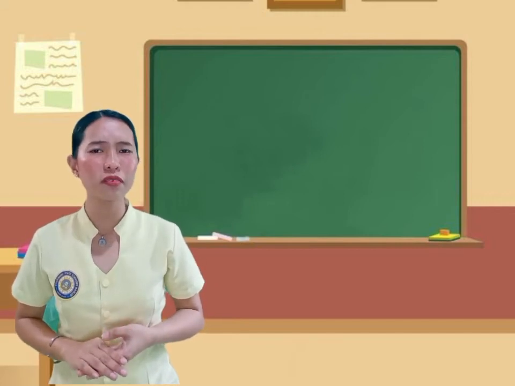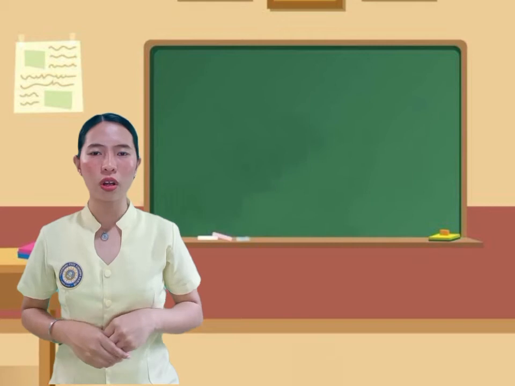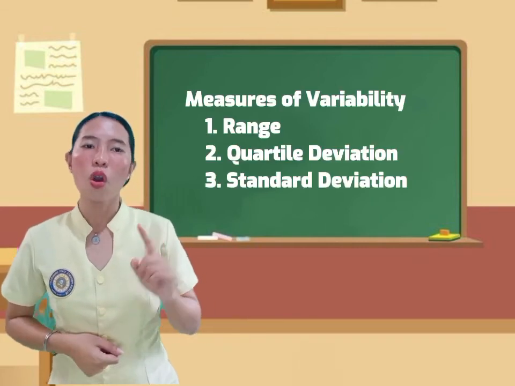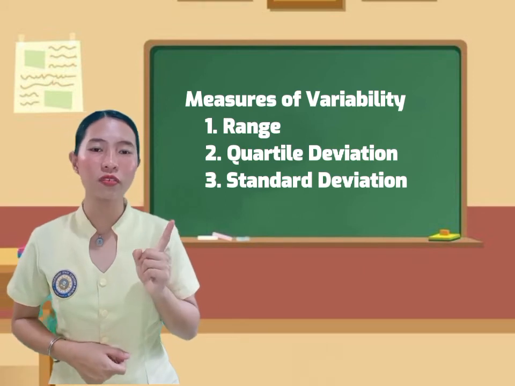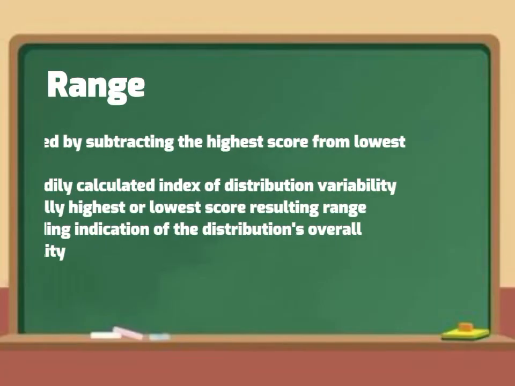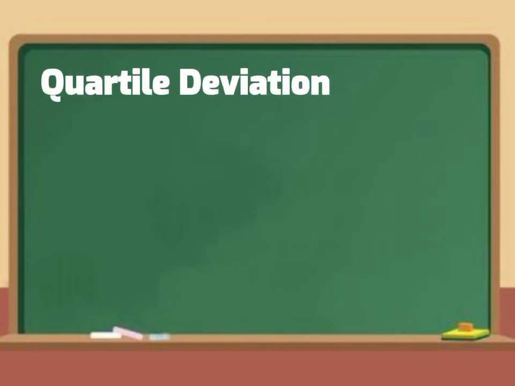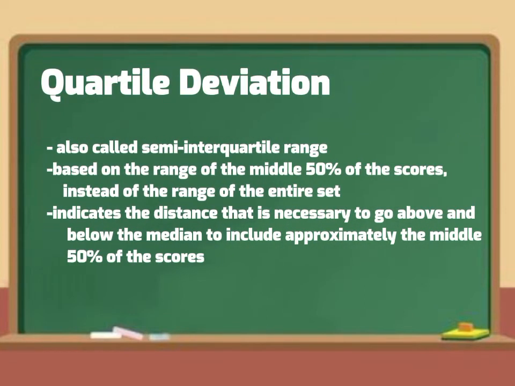It is also relevant to know how spread out the scores are. To know this, we have measures of variability: the range, quartile deviation, and the standard deviation. The range. Range is calculated by subtracting the lowest score from the highest score. It is a readily calculated index of a distribution's variability. If there is an abnormal highest or lowest score, the resulting range will yield a misleading indication of the distribution's overall variability.